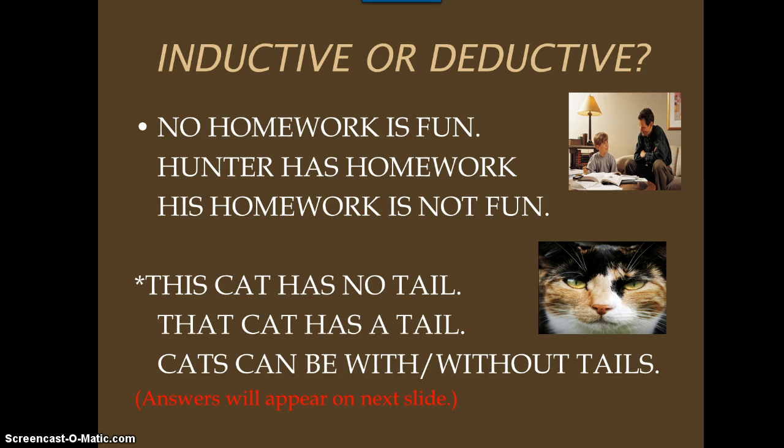No homework is fun. Hunter has homework. His homework is not fun. This cat has no tail. That cat has a tail. Cats can be with or without tails.